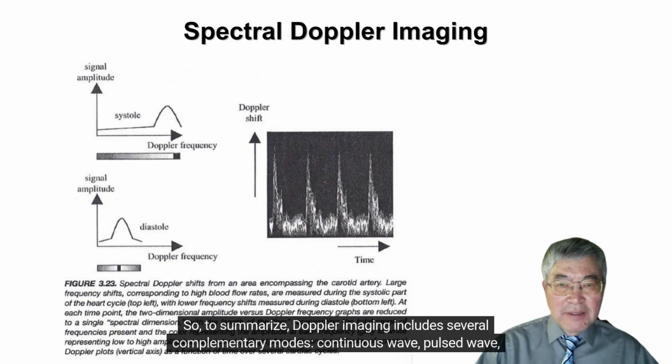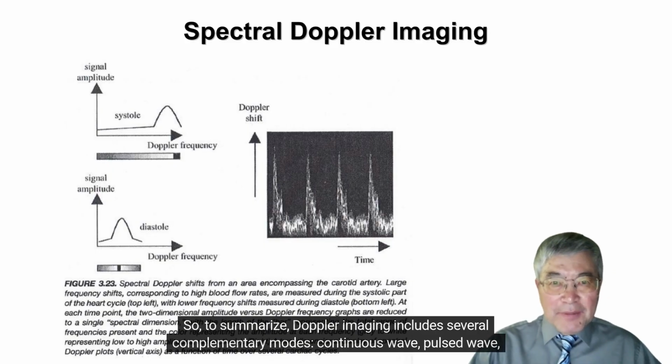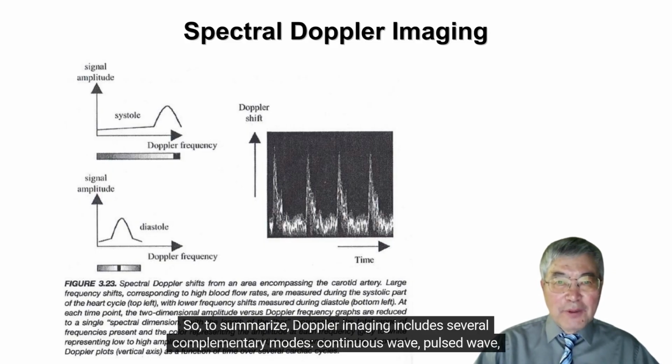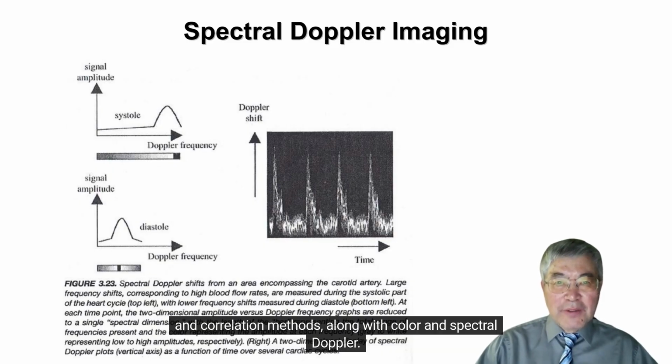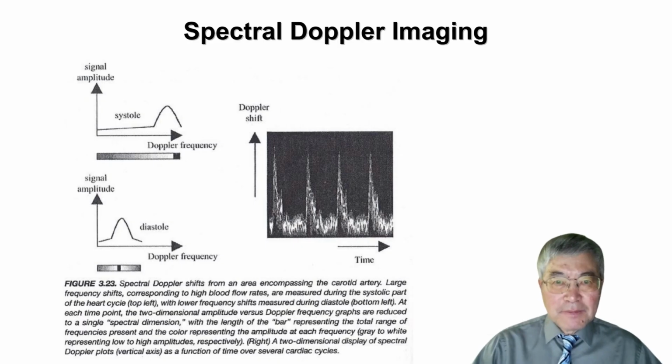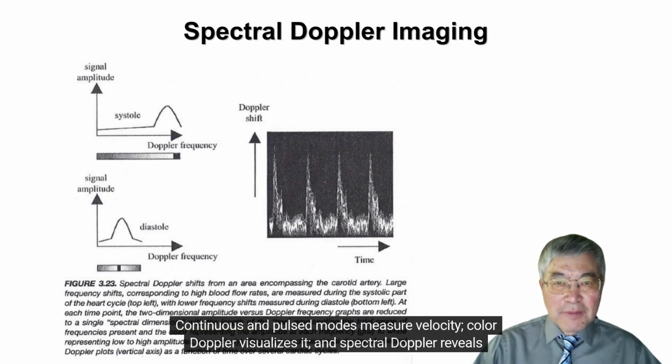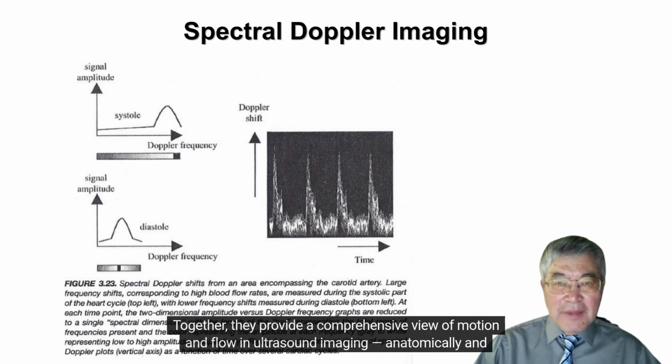So, to summarize, Doppler imaging includes several complementary modes: continuous wave, pulsed wave, and correlation methods, along with color and spectral Doppler. Continuous and pulsed modes measure velocity, color Doppler visualizes it, and spectral Doppler reveals its frequency content. Together, they provide a comprehensive view of motion and flow in ultrasound imaging, anatomically and dynamically.